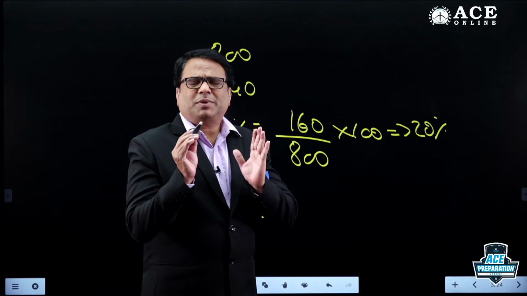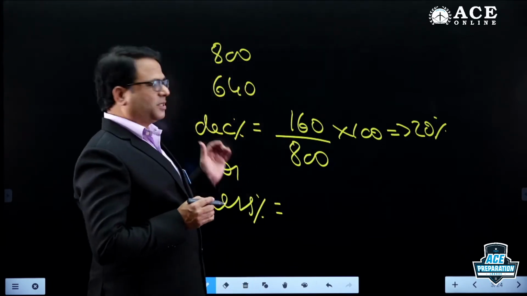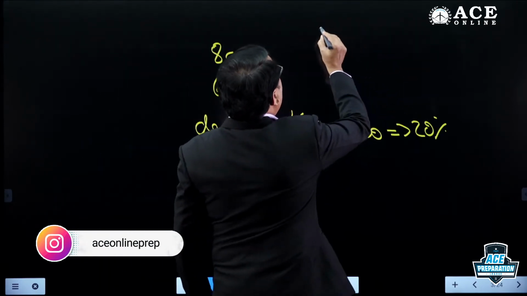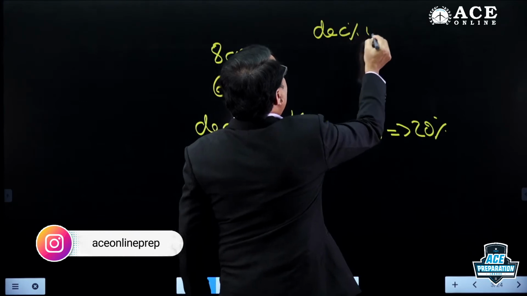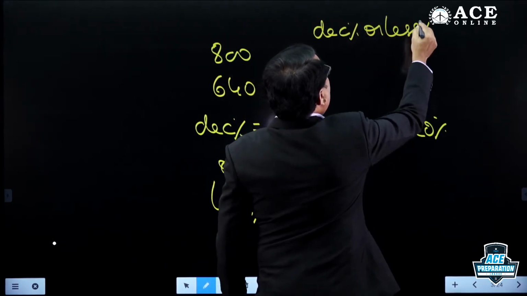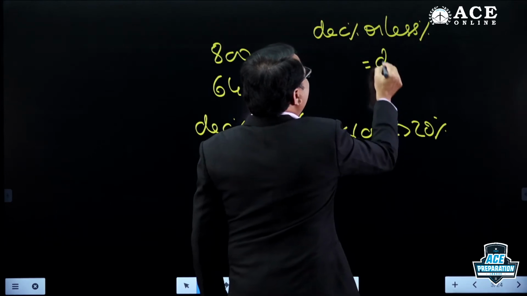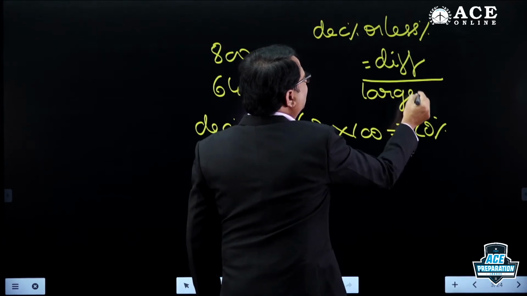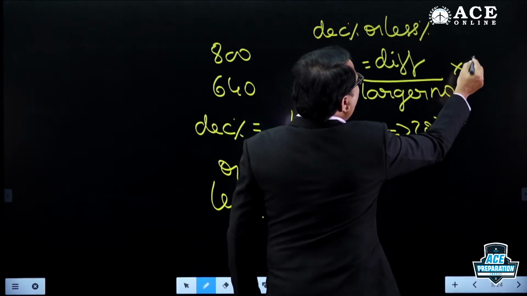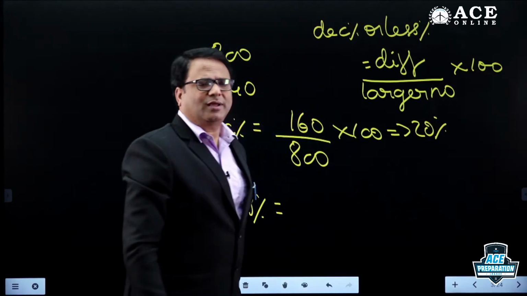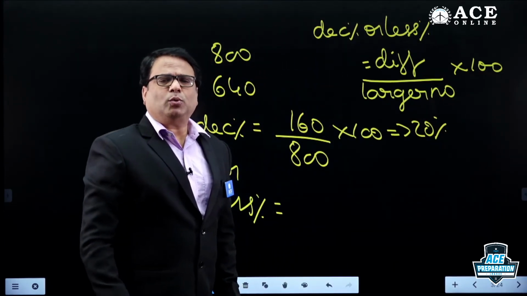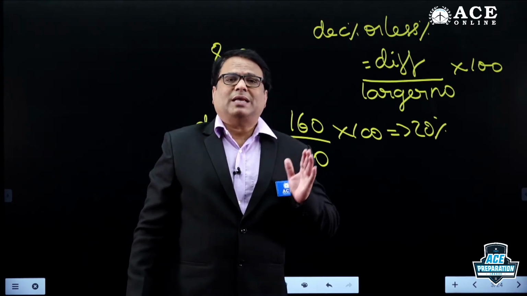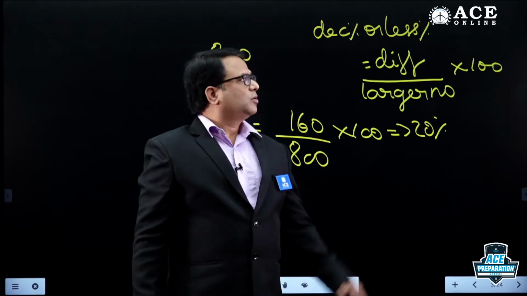So this is increase percent and decrease percent. And here also I can give you a formula. That formula is decrease percent or less percent equals difference by larger number into 100. You can use this formula. And why is the denominator the larger number? Because the decrease always happens over the larger number. So this is the formula.